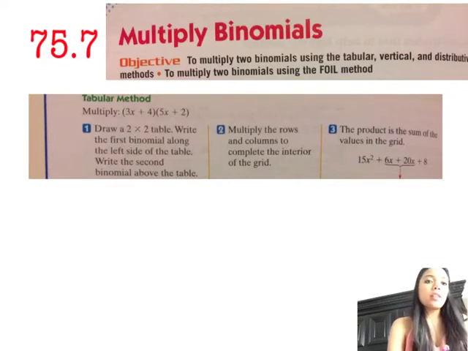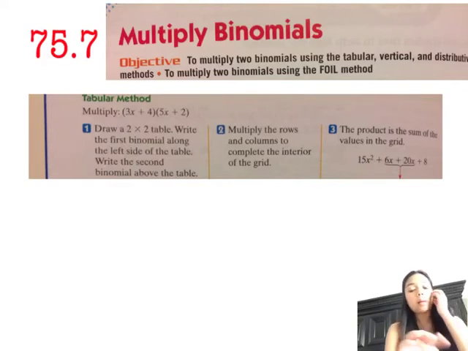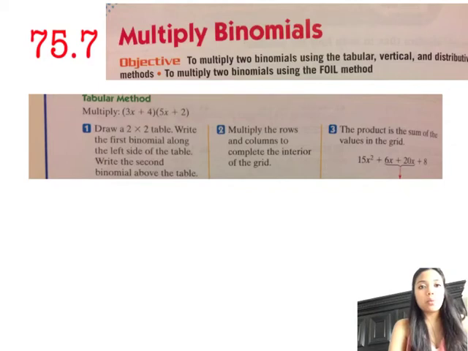The tabular method is a way for you to learn it, and I'm completely fine with you doing the tabular method. It's just that when you get to 8th grade and when you go to high school, they're probably going to want you to do the distributive method. I'm just showing this so some of you will be able to visually see this a little bit better.